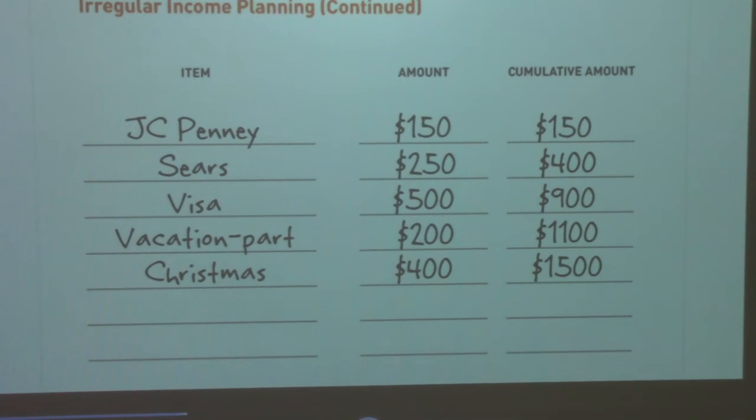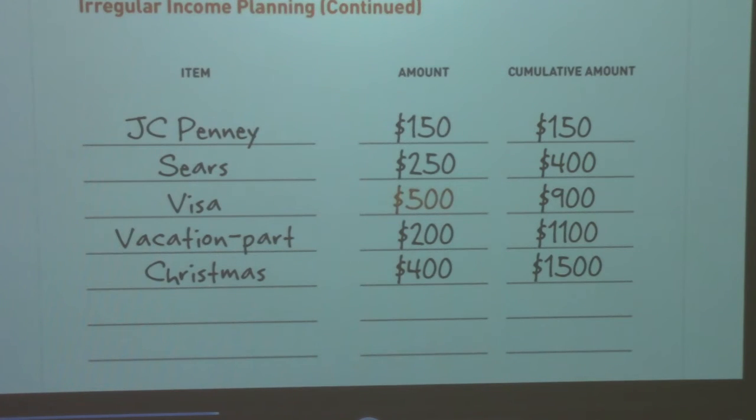And the sheet is really simple. The amount is the amount that you need for the item. The cumulative amount on the right-hand side is just the running total. So this particular couple's trying to pay off their JCPenney card. They want to put $150 on that. And then they want to pay off their Sears card. So $150 plus $250 over to the right is $400 is the running total.